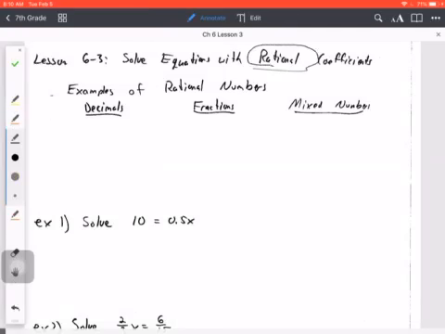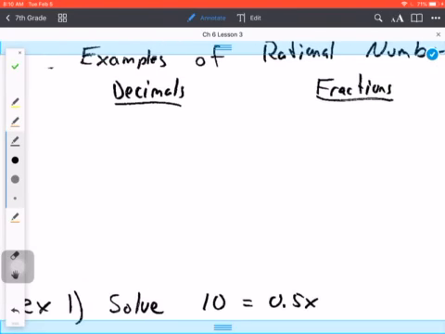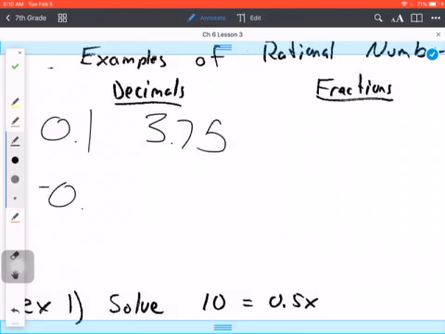Rational, again, if you remember from Chapter 4, means a number that can be written as a fraction. So, for example, a decimal can be written as a fraction. So let's say we have like 0.1 or 3.75. Or maybe 0.6, negative 0.6, or maybe, let's say we even have 4.1 repeating.